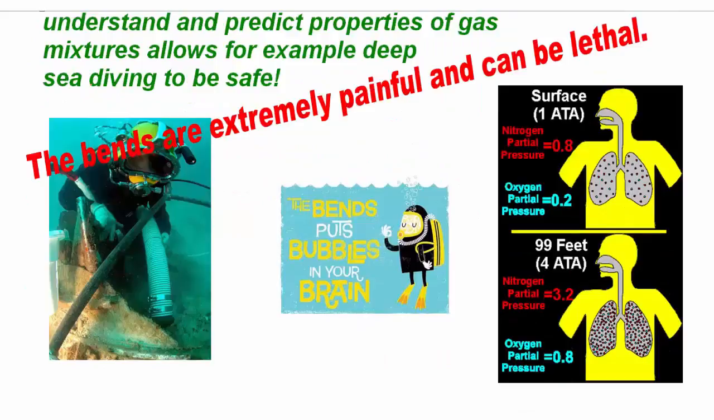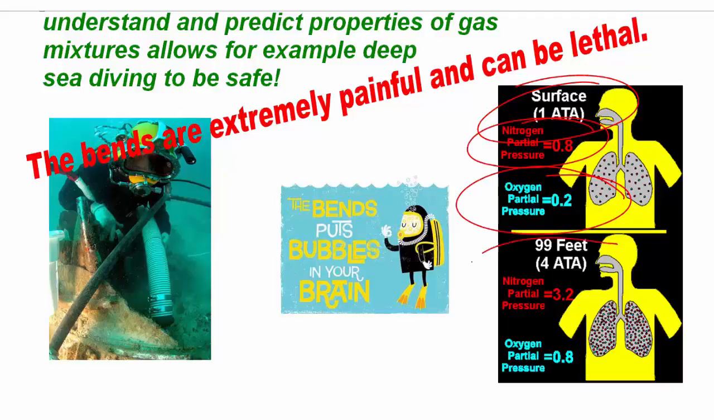A good example of this is when you go diving, right? At 1 atmosphere pressure, here are the partial pressures of oxygen and nitrogen in your lungs. And when you go just 99 feet down, which is about 4 atmospheres, these partial pressures of nitrogen and oxygen change big time. So how do you do these calculations? What do they mean? That's what we're going to mess with today.